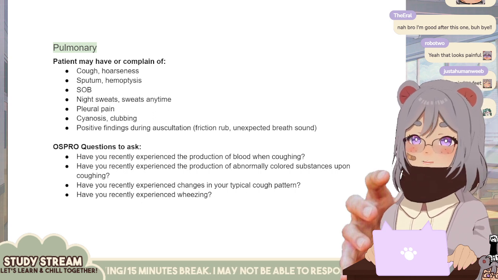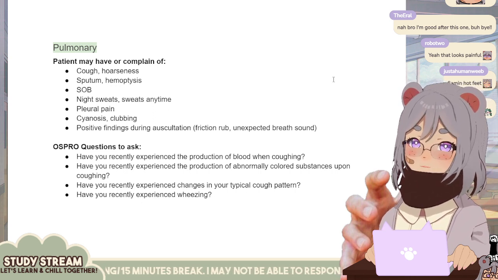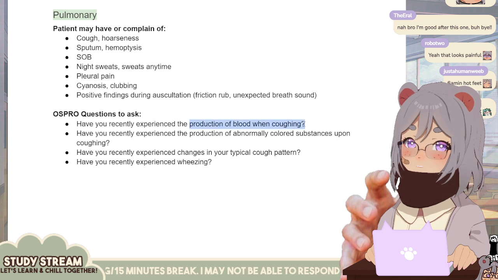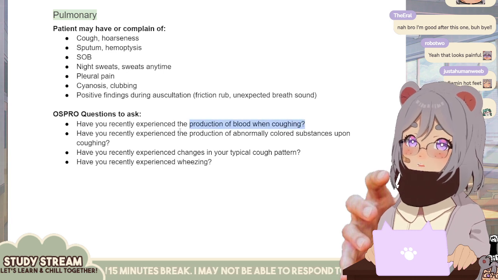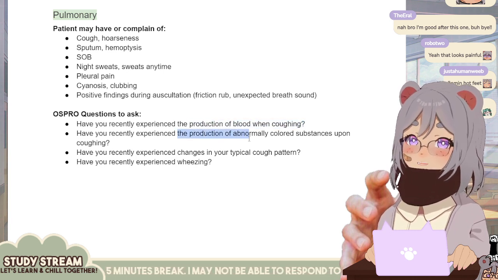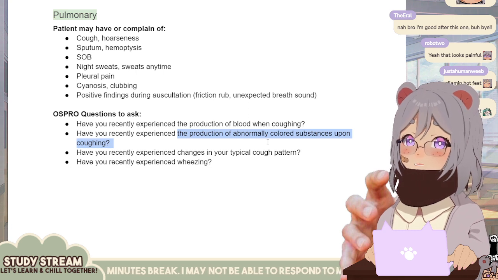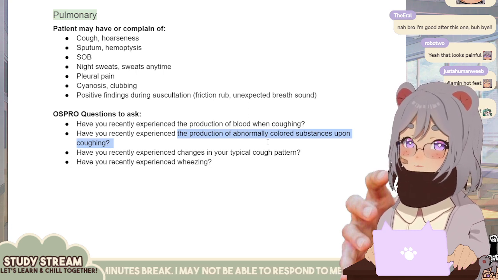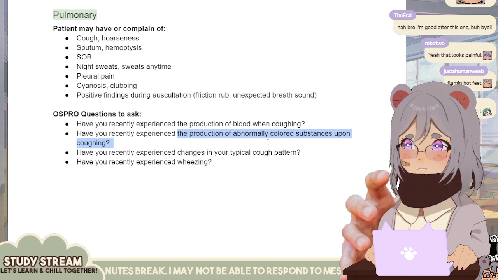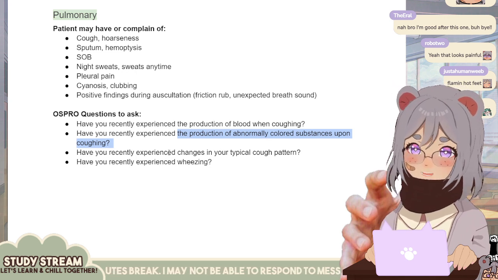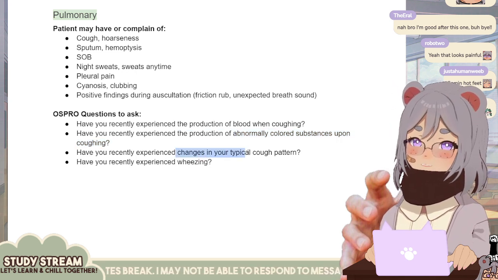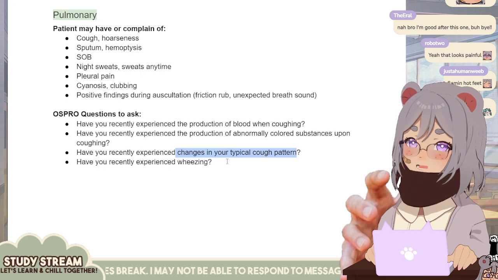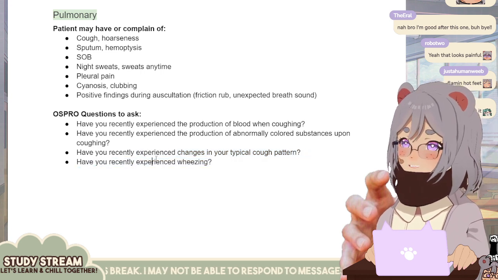Some questions you want to ask are, have they recently experienced the production of blood when coughing? Or maybe they experienced the production of abnormally colored substances when coughing. So maybe they coughed up something red or green, or yellow, and it's like, what is that? Have you experienced changes in your typical coughing pattern? And have you experienced wheezing?